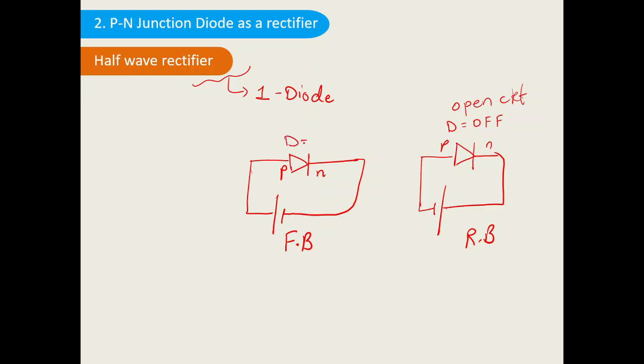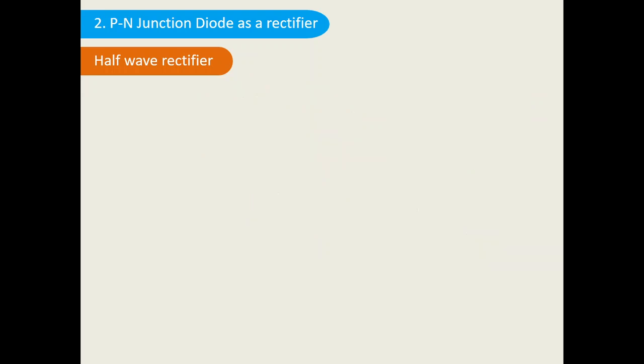And in forward bias, the diode is on, and that means it can be represented by a short circuit, that means it is the closed switch. Diode is on, that means closed switch, and diode is off, that means open circuit, that means it is an open switch. So this is the revision of the PN junction diode. Now we'll see how this PN junction diode is connected in a half wave rectifier.